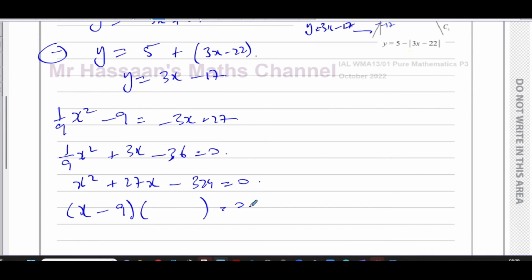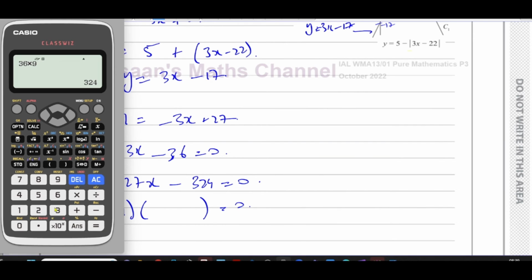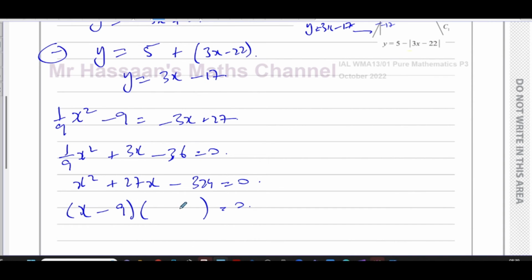I know that for sure. So let's do 324 divided by 9, see what we get. I didn't actually have to do this one because we know they intersect. That's 36, so it's going to be plus 36, of course. So we have x equals 9, and we can see that when you subtract them you get 27, and when you multiply them you get that. So x equals 9, and x equals negative 36.